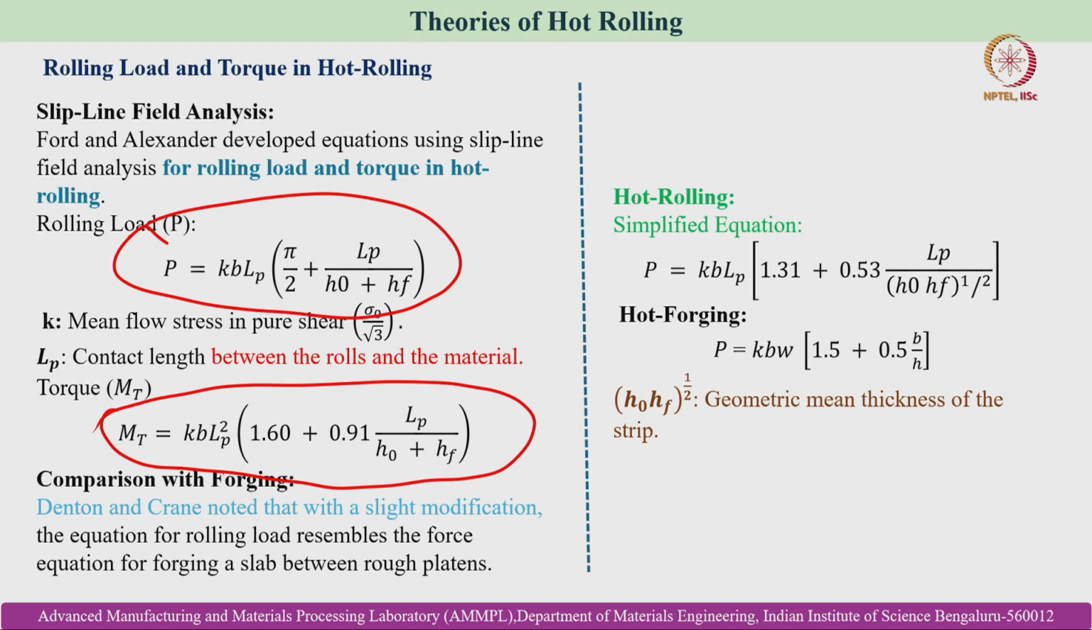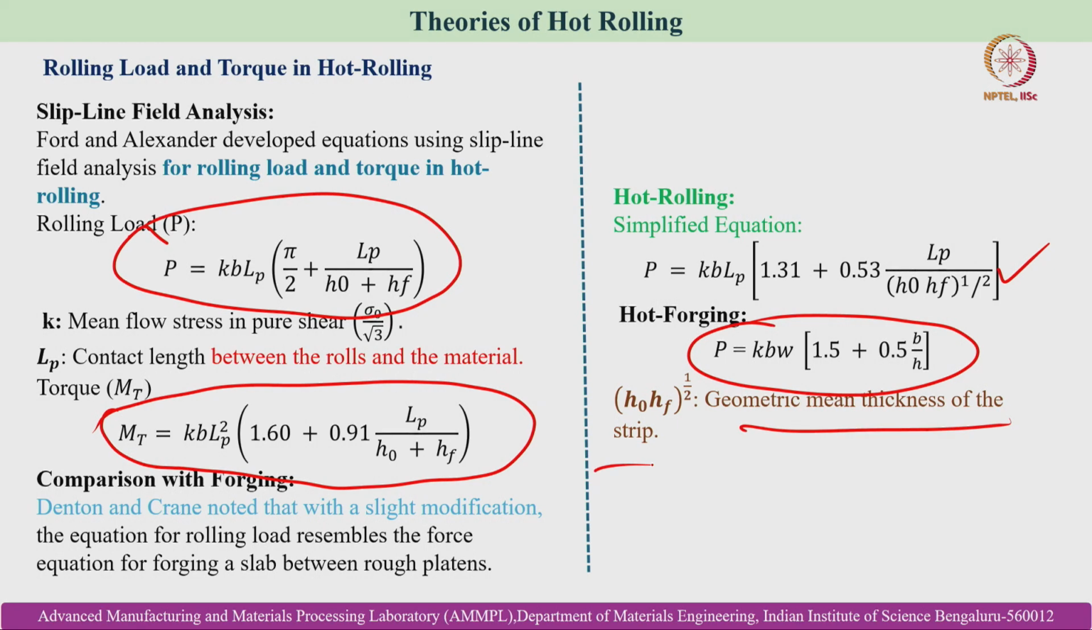Denton and Crane noted that with a slight modification, the equation for rolling load resembles the force equation for forging a slab between rough platens. In hot rolling, the simplified expression looks like P equals K B L_P into (1.31 plus 0.53 into L_P by (H_0 H_f) to the power half). In hot forging, the load can be estimated from P equals K B W into (1.5 plus 0.5 into B by H), where (H_0 H_f) to the power half is the geometric mean thickness of the strip.